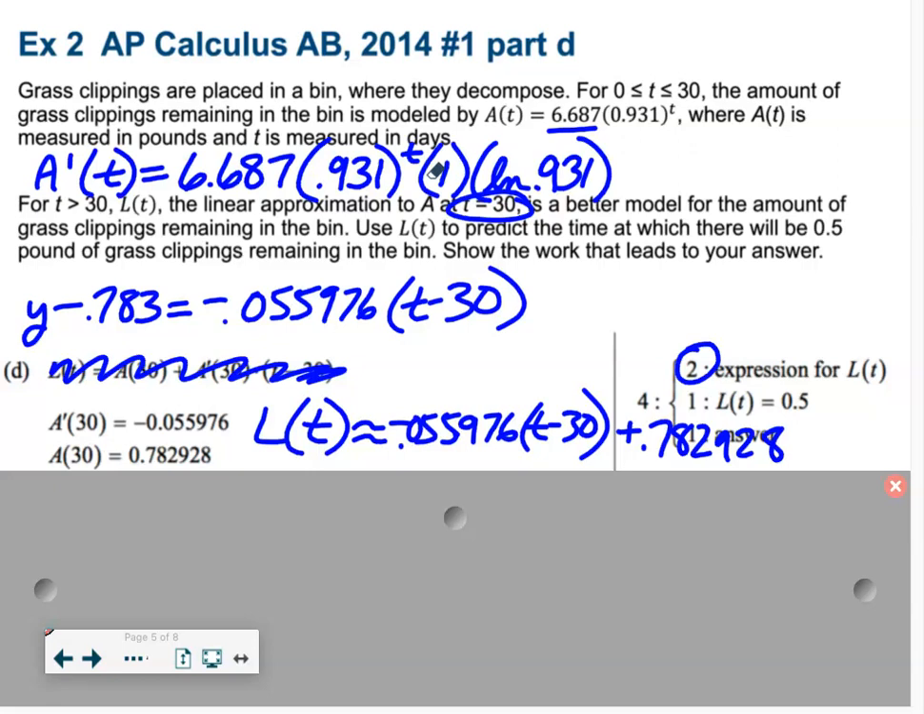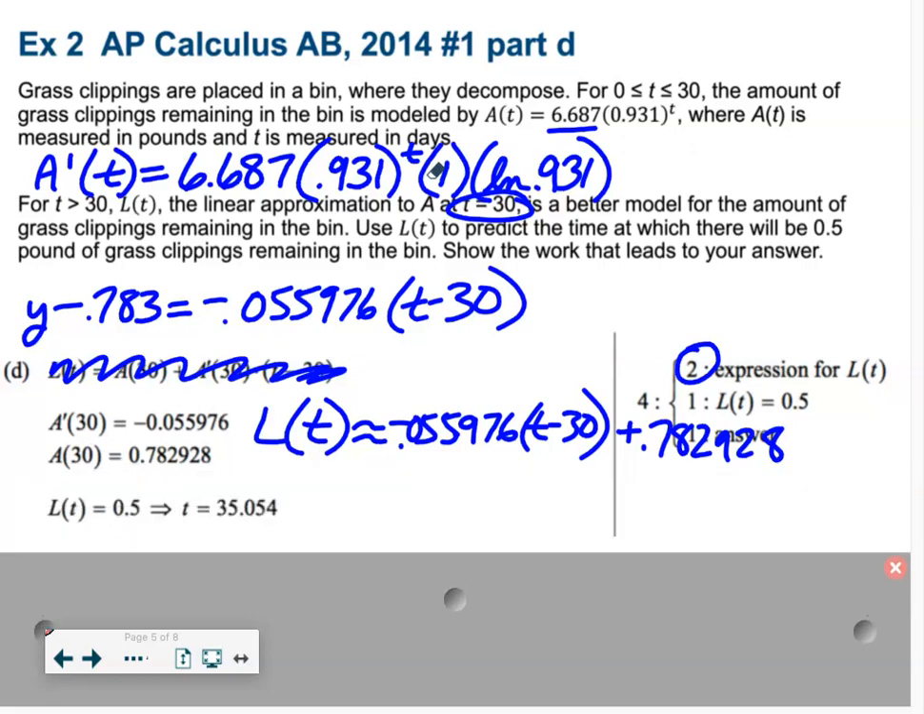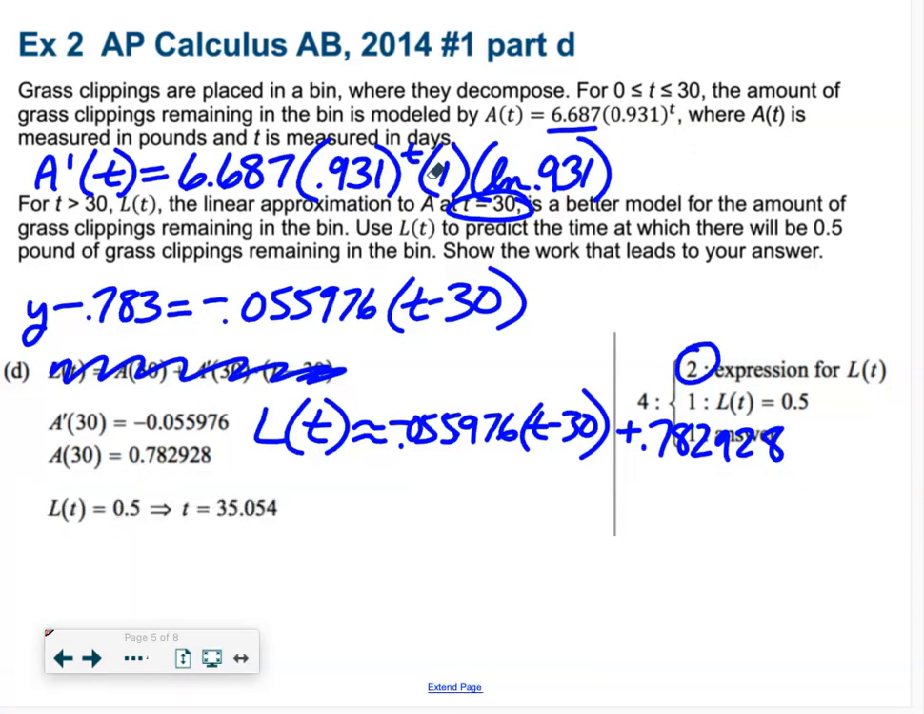So you plug in a 0.5 for your L of t, and when you solve for t on your calculator, you get around 35.05. And this would be days.